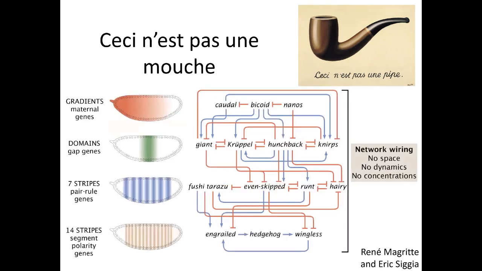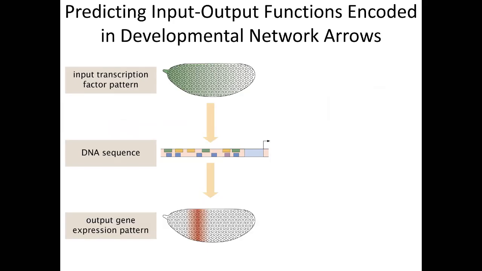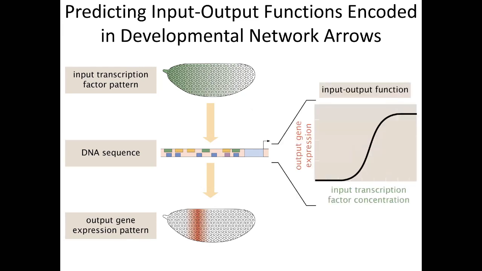And what I'm going to try to convince you of today is that the reason you cannot do that is because we're missing information about space, time, and concentration in these network descriptions. So our objective is to endow each one of these arrows in these networks with molecular and quantitative information that allows us to reach a predictive understanding of developmental decision making. Basically, can we predict developmental phenotypes from the network topology? And so to be more specific, what we're after is understanding or predicting how the DNA sequence gives rise to the functional relationship between input transcription factor patterns and output gene expression.